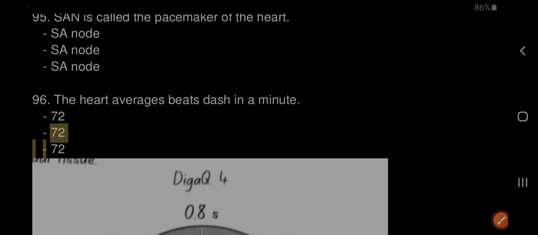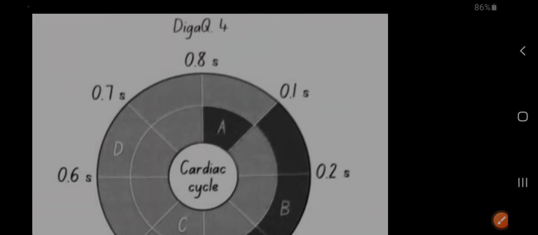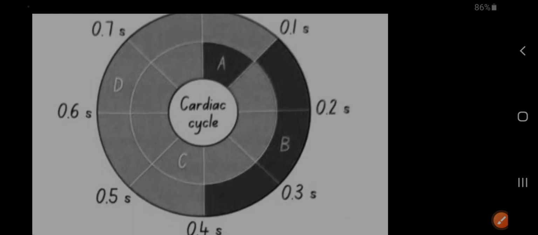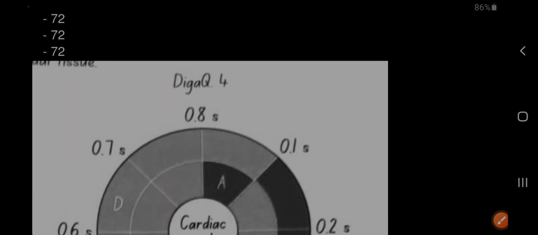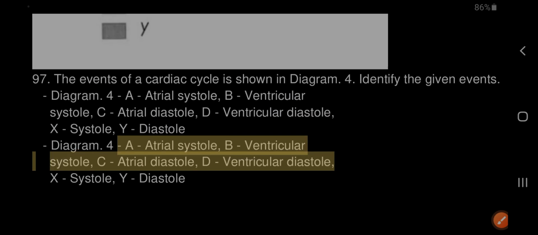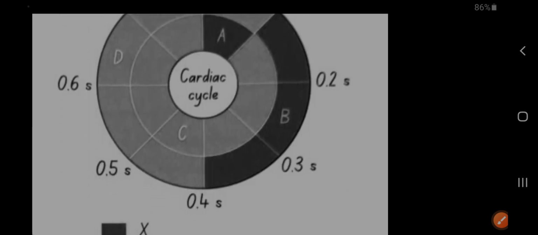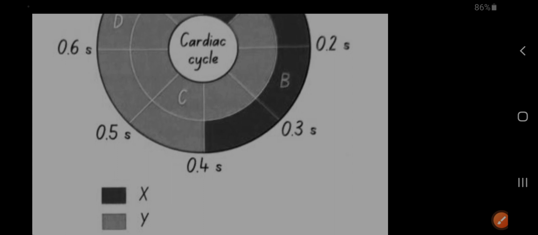97. The events of a cardiac cycle is shown in diagram 4. Identify the given events. A. Atrial systole. B. Ventricular systole. C. Atrial diastole. D. Ventricular diastole. X. Systole. Y. Diastole.